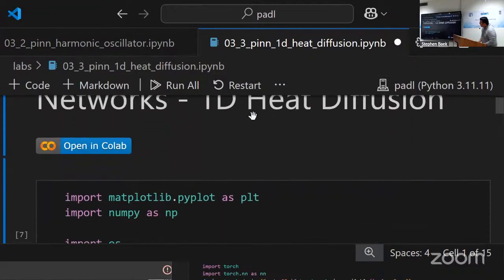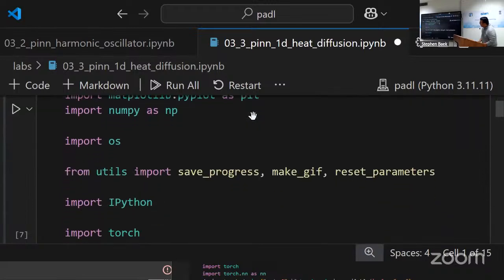That's for the visualization purpose. So if you're new to Python, don't worry about that part.